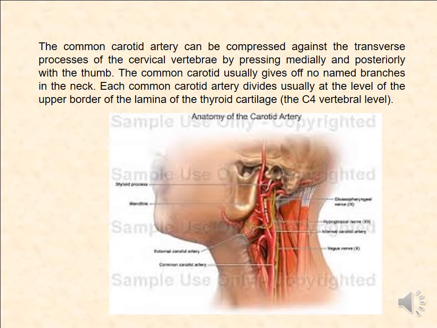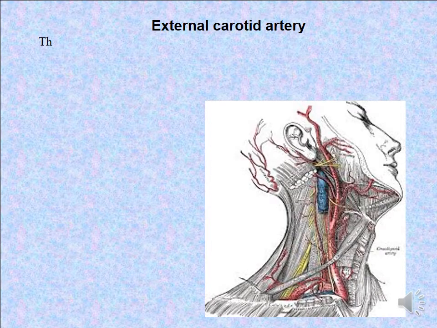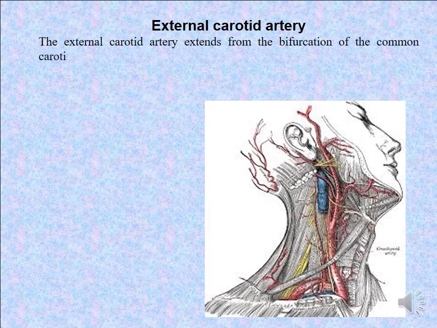The common carotid artery can be compressed against the transverse process of the cervical vertebrae by pressing medially and posteriorly with the thumb. The common carotid usually gives off no branches in the neck. Each common carotid artery usually divides at the level of the upper border of the lamina of the thyroid cartilage, at the level of the C4 vertebral arch. There the common carotid artery divides into two arteries, the external carotid artery and the internal carotid artery.